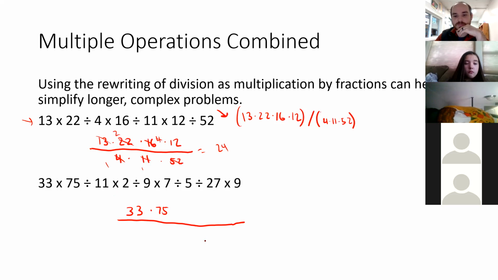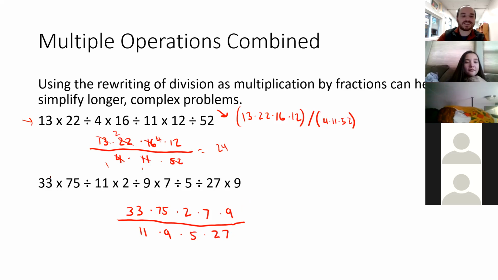What about the 11? Bottom. Yep. How about the 2? Top. What about the 9? Bottom. Good. 7? Top. 5? Bottom. 27? Bottom. Slow down. Top.